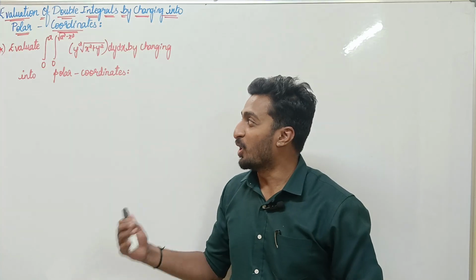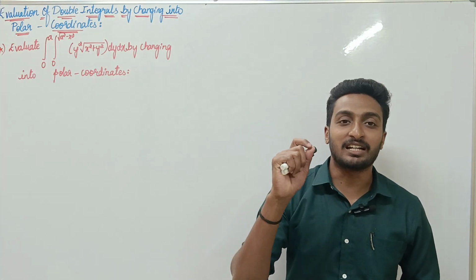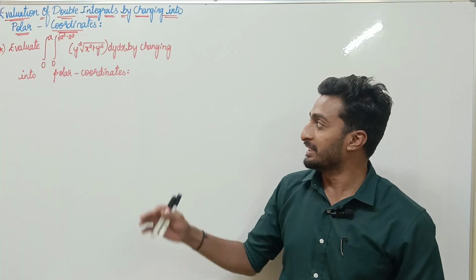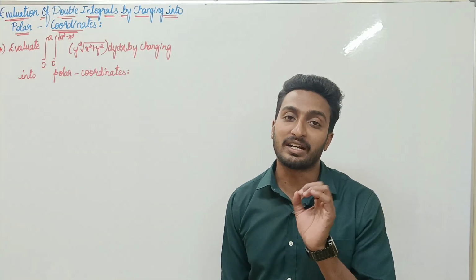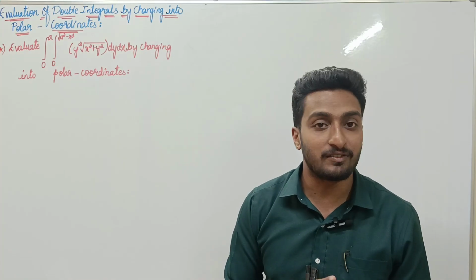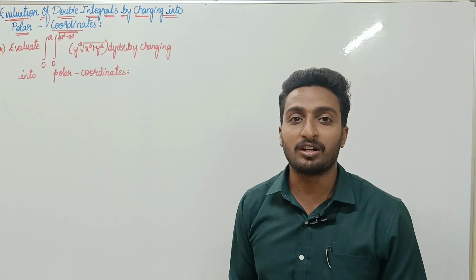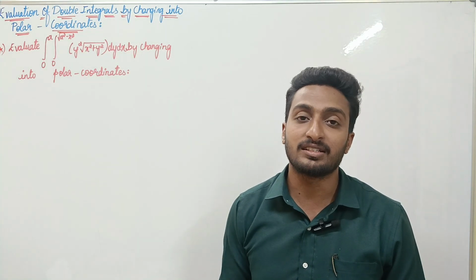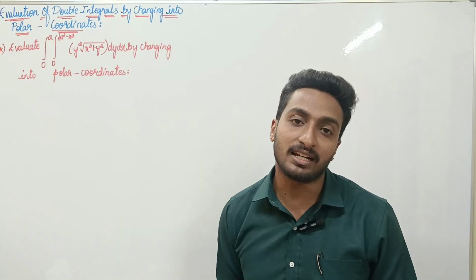Today, let us learn how to solve the problem on changing the double integral with respect to polar coordinates. First, the double integral will be represented with respect to Cartesian coordinates. Cartesian coordinates are defined with respect to x and y, whereas polar coordinates are defined with respect to r and theta, where r defines the radius and theta defines the angle.